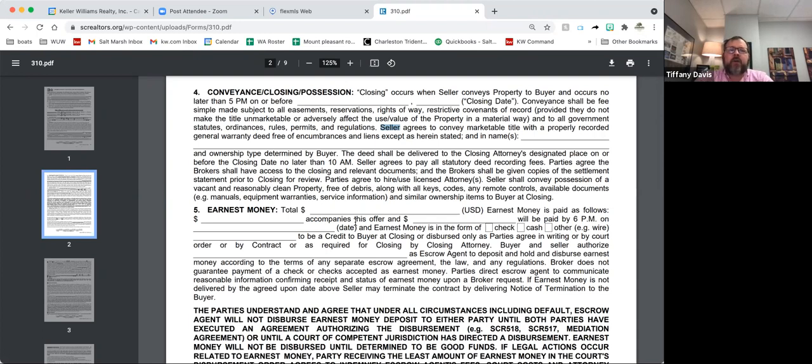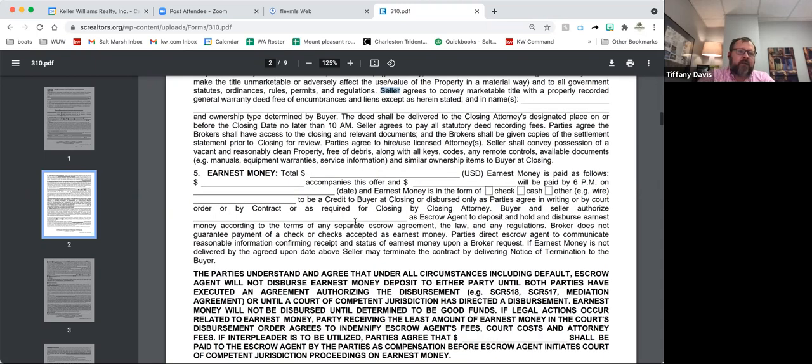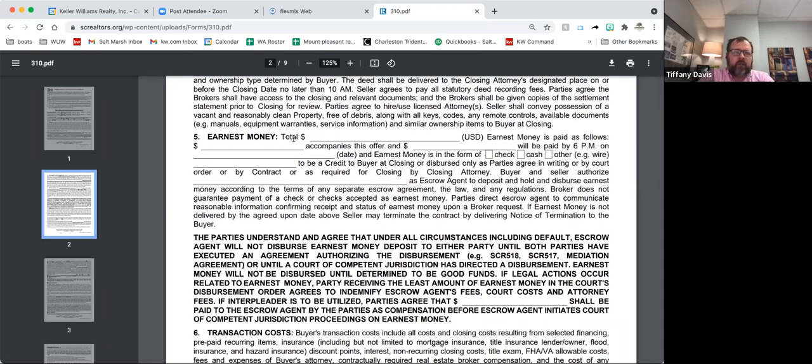All right, section 5, earnest money. You have a total amount of earnest money, and then you have a certain amount that's either delivered, accompanied with the offer, or will be paid by 6 p.m. on blank date. Unless they've actually gone in and turned the earnest money in at the time of submitting this, because we don't hold earnest money, right? So the buyers are going to be taking that to the attorney's office.